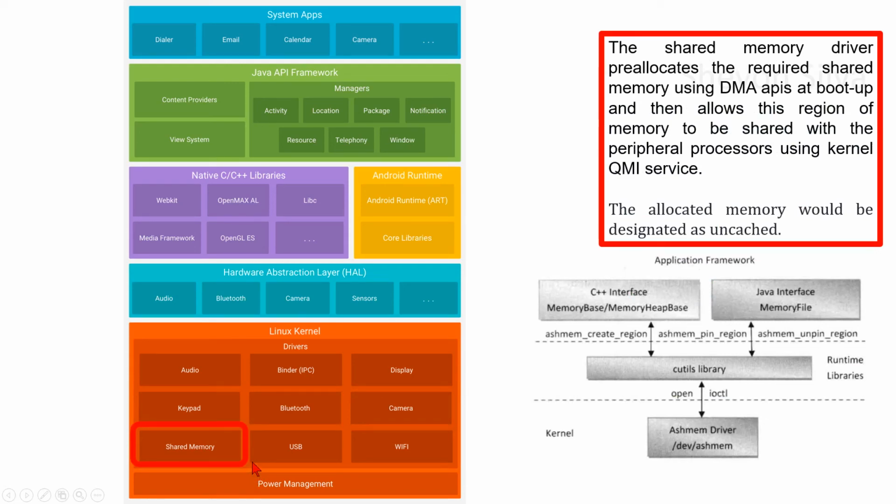Now we are moving into shared memory. The shared memory driver pre-allocates the required shared memory using DMA APIs at boot up and then allows the region of memory to be shared with the peripheral processors using kernel QMI service. The allocated memory would be designated as uncached.